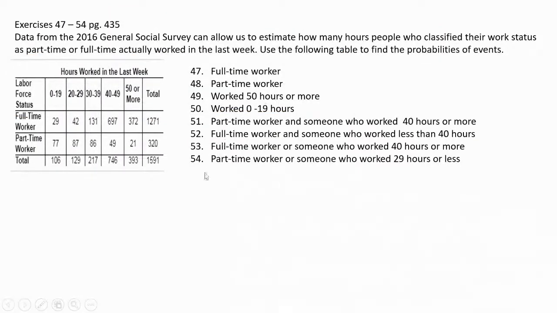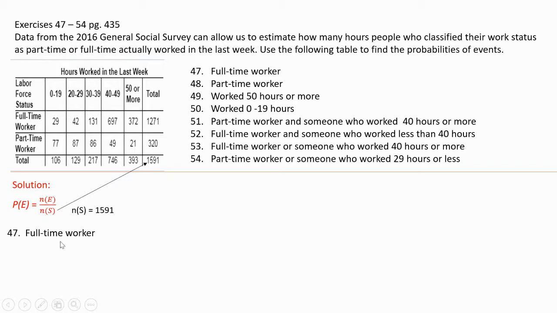Okay, now this is also from the book. Exercises 47 to 54, page 435. The data from the 2016 General Social Survey can allow us to estimate how many hours people who classify their work status as part-time or full-time actually worked in the last week. Use the following table to find the probabilities of the events. So solution: my sample space will be 1,591.